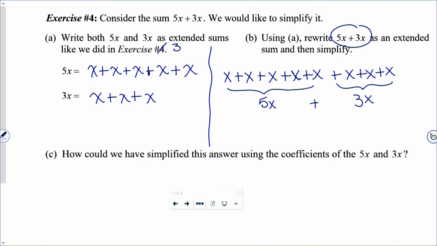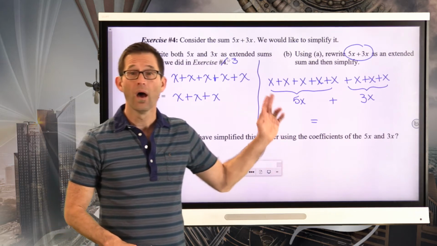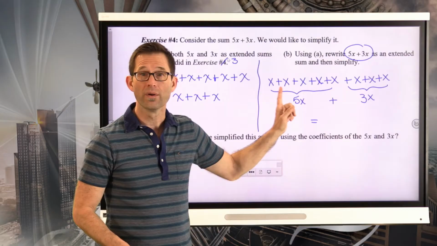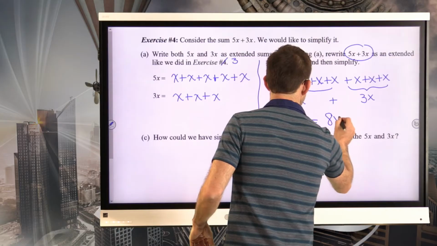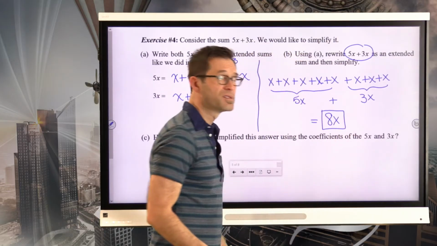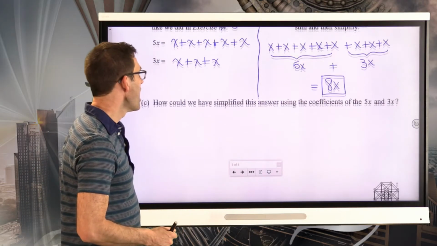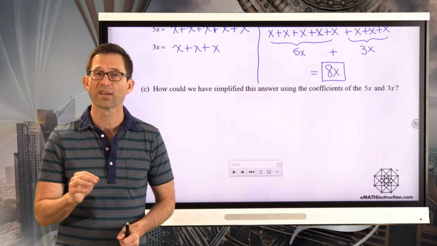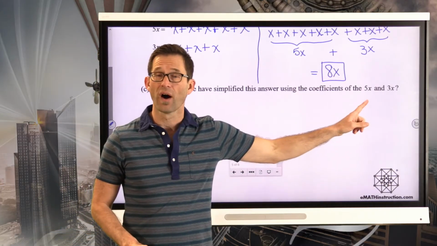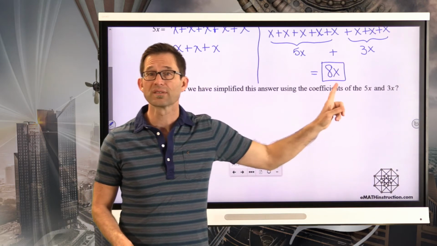And when I add them all together, according to building block number 1 in exercise number 2, I've got 8 x's sitting here. 1, 2, 3, 4, 5, 6, 7, 8. I've simply got 8 x's. Now, you might be saying to yourself, well, of course you do. And that's letter C. How could we have simplified that sum by using the coefficients of the 5x and the 3x? The coefficient of the 5x is 5, and the coefficient of the 3x is 3. So how could we have added 5x to 3x and get 8x?